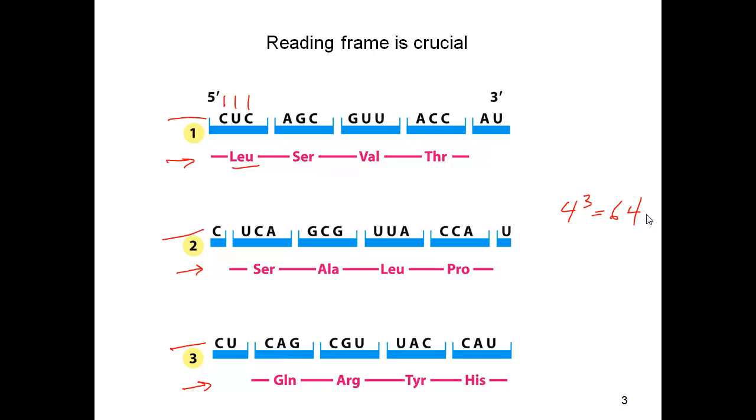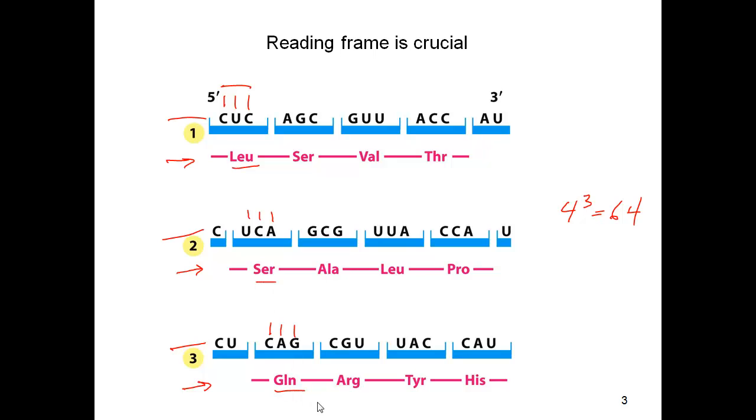The second important thing to notice is the way you group the 3 nucleotides is crucial for specifying which amino acid gets incorporated. In this case, we're grouping the first 3 nucleotides. In the second case, we are grouping nucleotides 2, 3, and 4. In the third case, we're grouping nucleotides 3, 4, and 5. They all code for different amino acids: leucine, serine, glutamine.